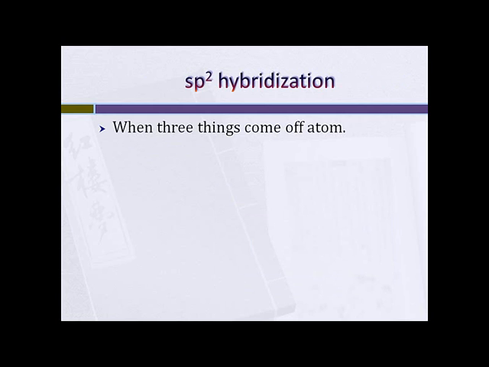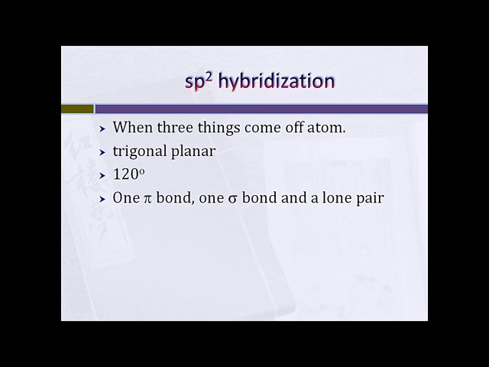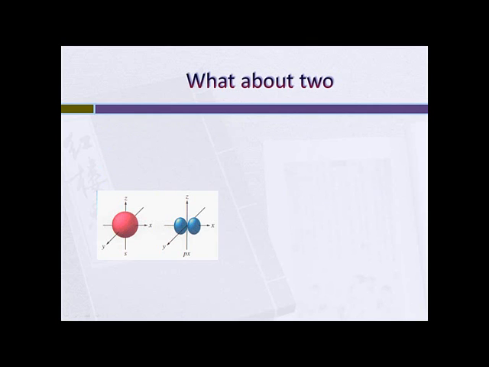Well, with sp2 you've got 3 things coming off an atom, and the structure is trigonal planar with 120 degree angles. If you have one bond that's pi, one bond that's sigma, and one lone pair, you'll end up with something like ozone, which is going to be bent. Or if you have one pi bond and 2 sigma bonds, you'll have a structure like our ethylene molecule, or formaldehyde, or some other molecule.